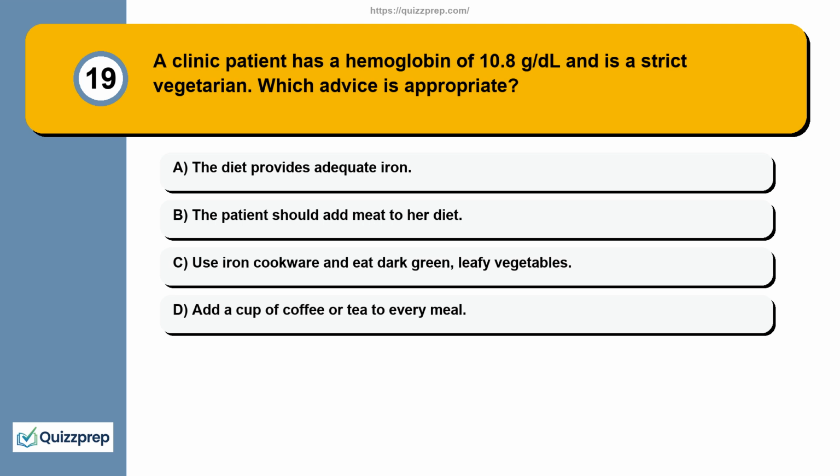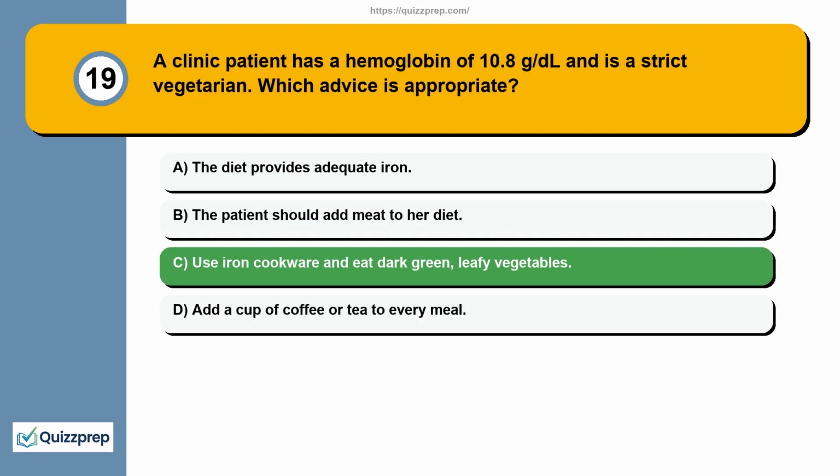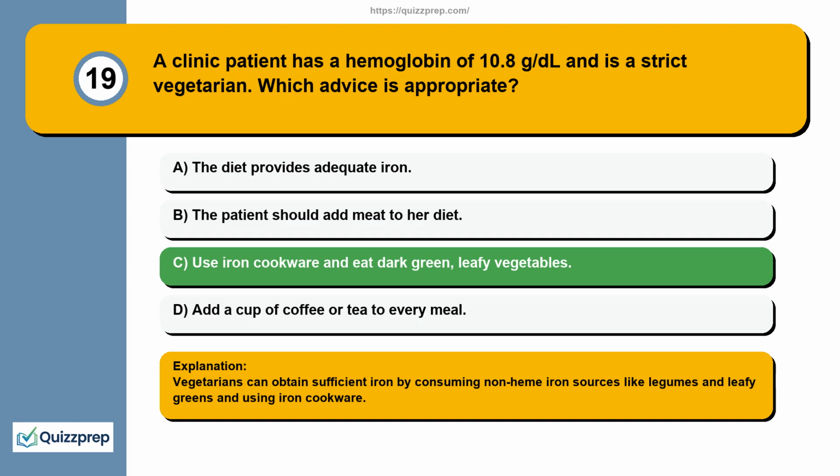Question 19. A clinic patient has a hemoglobin of 10.8 g/dL and is a strict vegetarian. Which advice is appropriate? The diet provides adequate iron. The patient should add meat to her diet. Use iron cookware and eat dark green, leafy vegetables. Add a cup of coffee or tea to every meal. Vegetarians can obtain sufficient iron by consuming non-heme iron sources like legumes and leafy greens and using iron cookware.